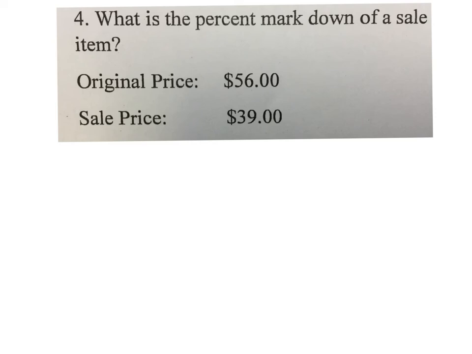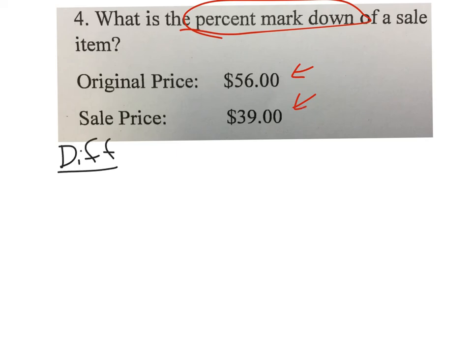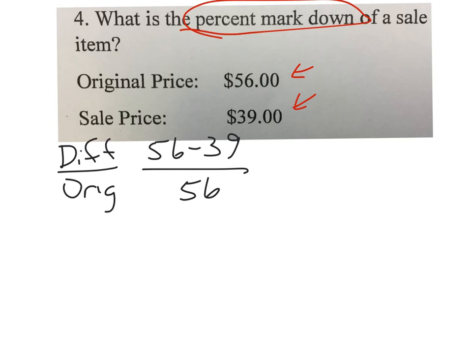All right, so we're just looking for your percent markdown because it went from 56 to 39. So this is a difference over original. So set it up, and that is 56 minus 39. You could drop those zeros, and the original price was the 56. So let's go ahead and start subtracting. 56 minus 39, and that will get you 17. So we have 17 over 56.